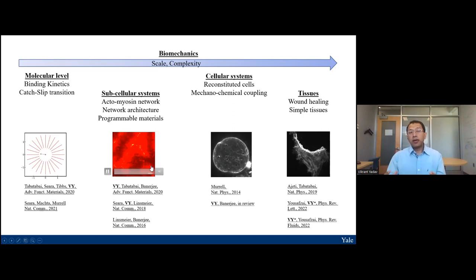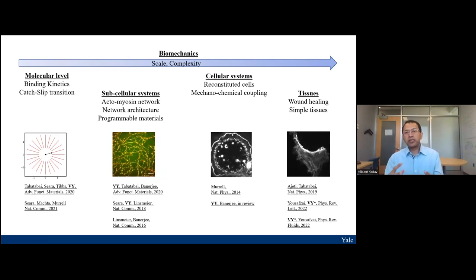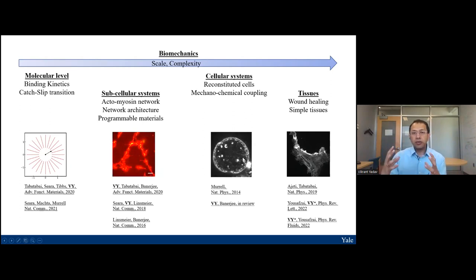You can put these actomyosin networks inside a lipid vesicle to model something similar to a reconstituted or simplified cell. Or you can go all across the scale to the biggest length scale that they're interested in, put some of the cells together and try to see what the behavior of this emergent tissue is like. And that's when we are interested in problems like wound healing and simple tissues.